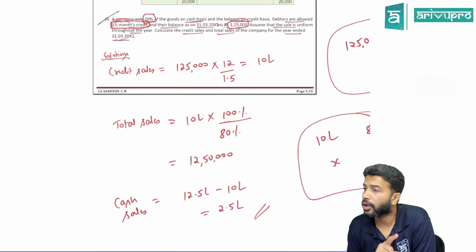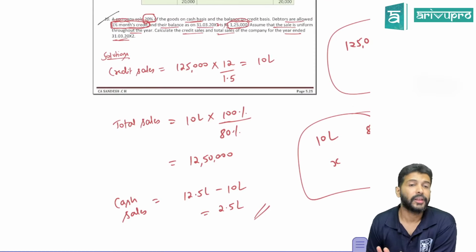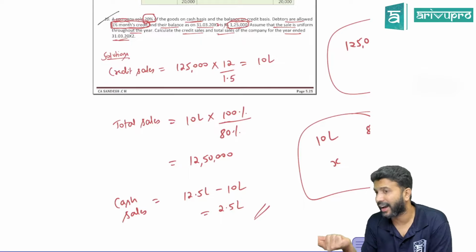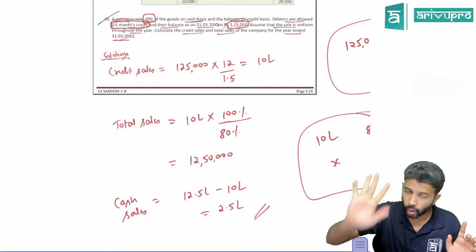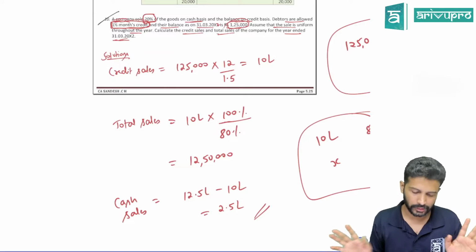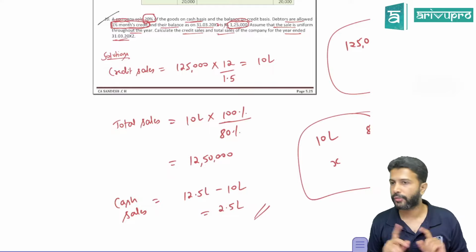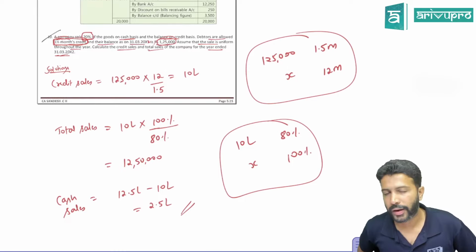Awesome. So you got to know one thing from this problem now. What is that? If they give you the credit period and if they give you the debtors balance, you can easily find out the total credit sales of the whole year. Yes, everyone? Yes, okay. No confusion, right? All right. Thank you.